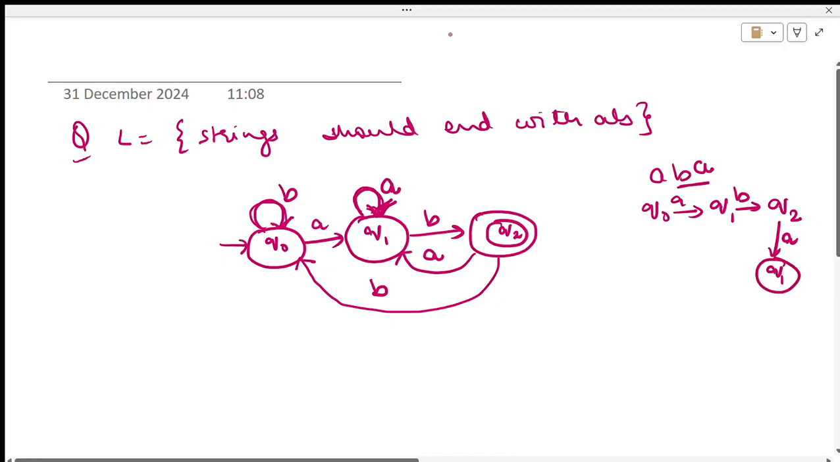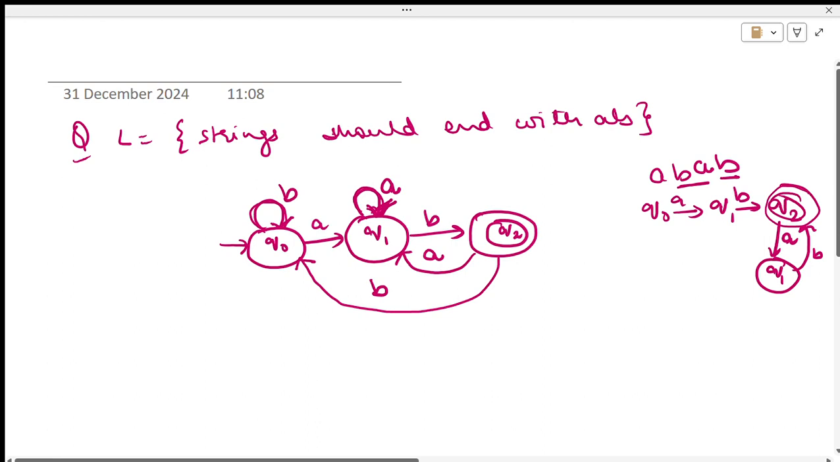So it will take one more symbol, that is, suppose there is one more B after this A. If this B is there, it will go back to Q2. And since Q2 is an accepting state, this string AB is accepted by the machine.